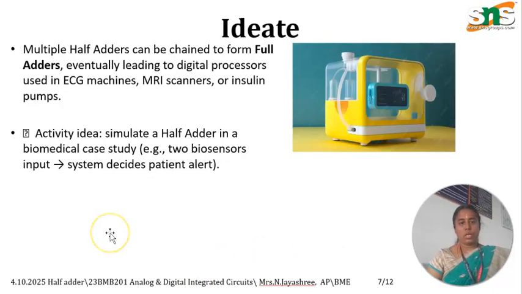Next one is what? Multiple half adders can be chained to form full adders. Yes, if two half adders are placed continuously, we form a chain of full adders. They are used in ECG, MRI scanners and insulin pumps. So this is an activity area similar to the half adder in a biomedical case study.